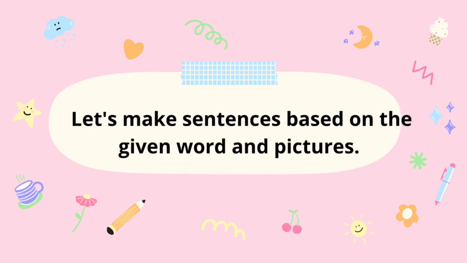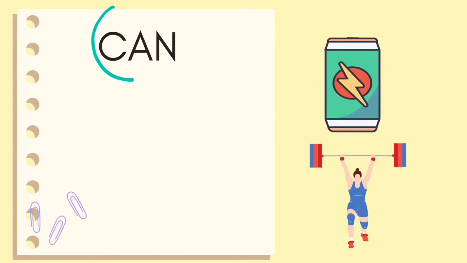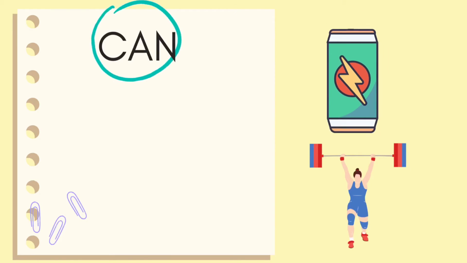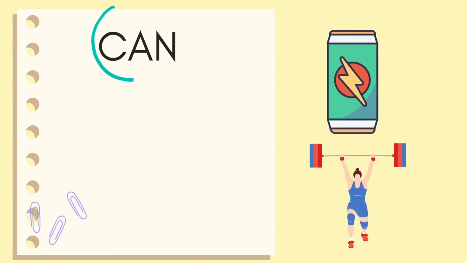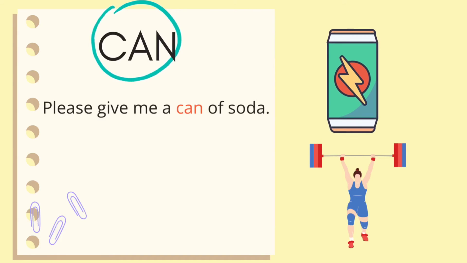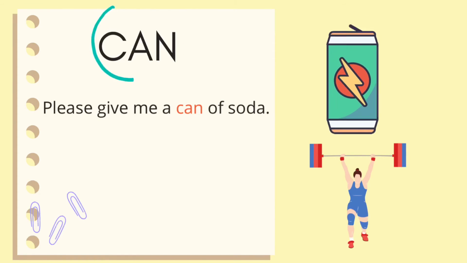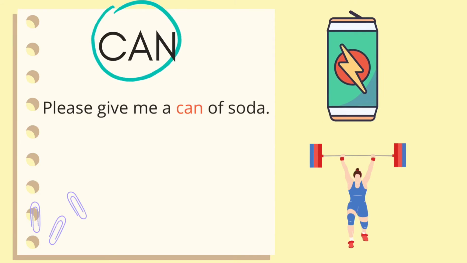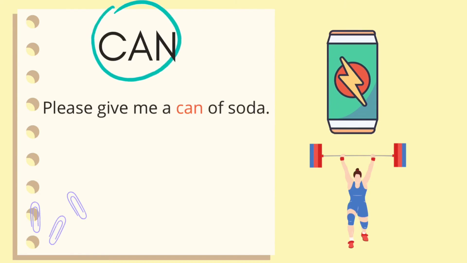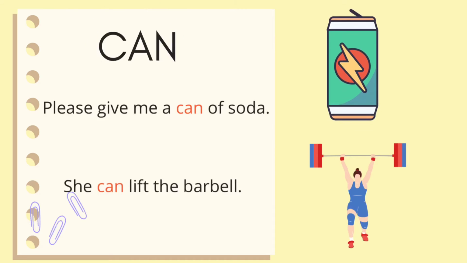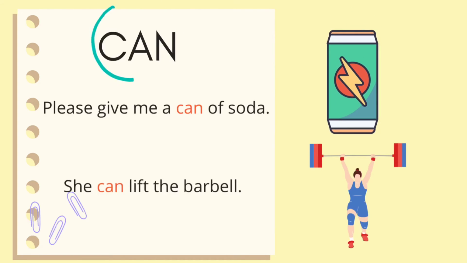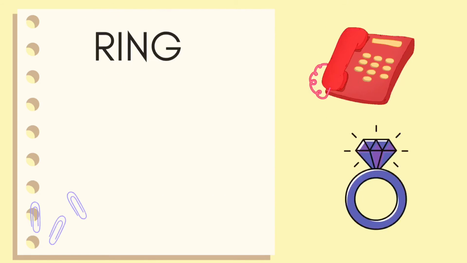Let's make sentences based on the given word and pictures. First word, can. Please give me a can of soda. And for the second can, she can lift the barbell. First can means a can of soda, while the second one means capable of doing something.